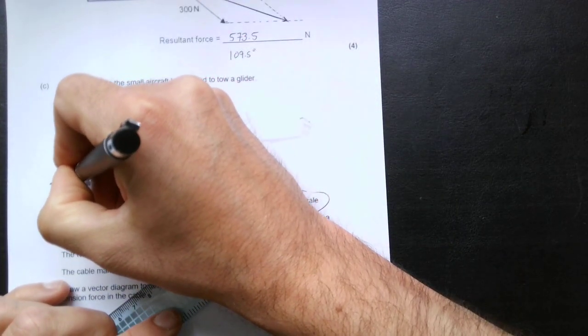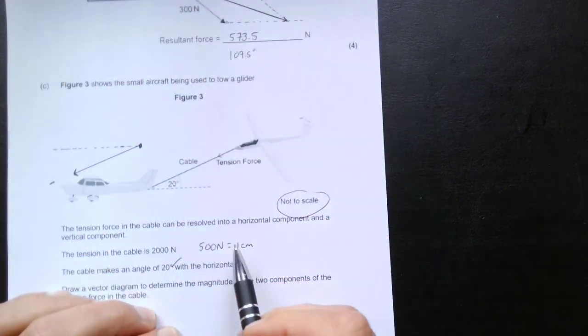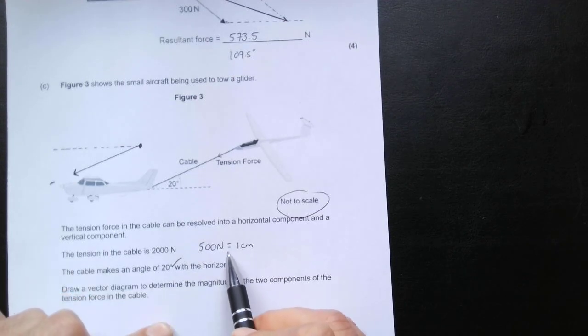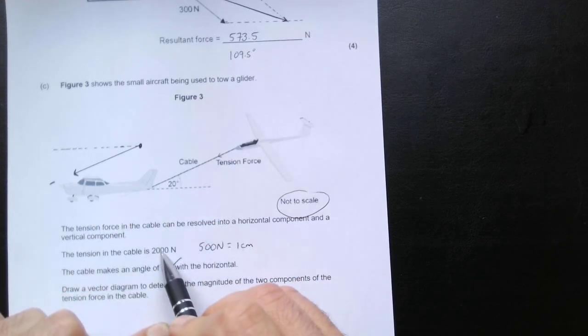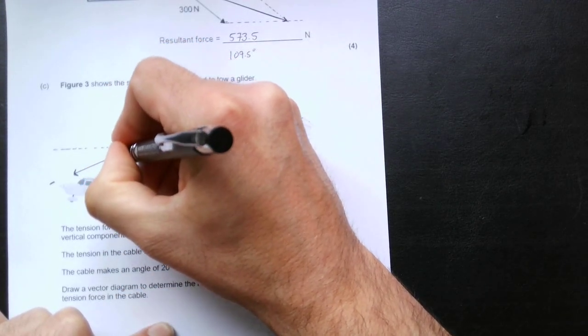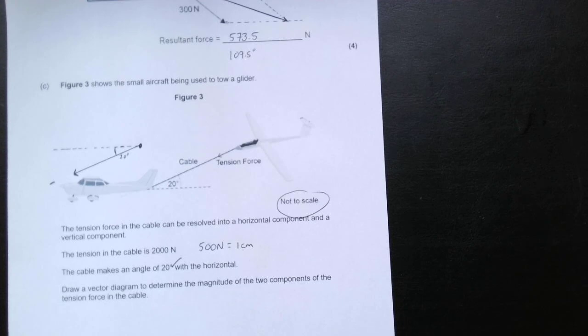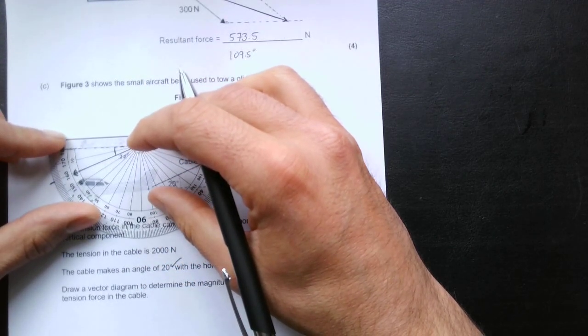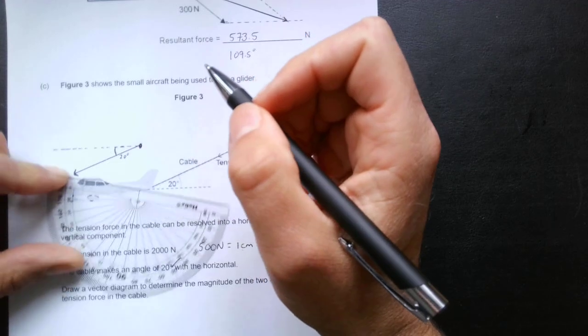Now remember, it's 4 centimetres because we've chosen the scale 500 newtons equals 1 centimetre. So that means 4 centimetres represent 2,000 newtons. And we know that angle there is 20 degrees because we measured it. We can double check that it's 20 degrees or in and around, which it is. Okay, you can see it's 20 degrees.